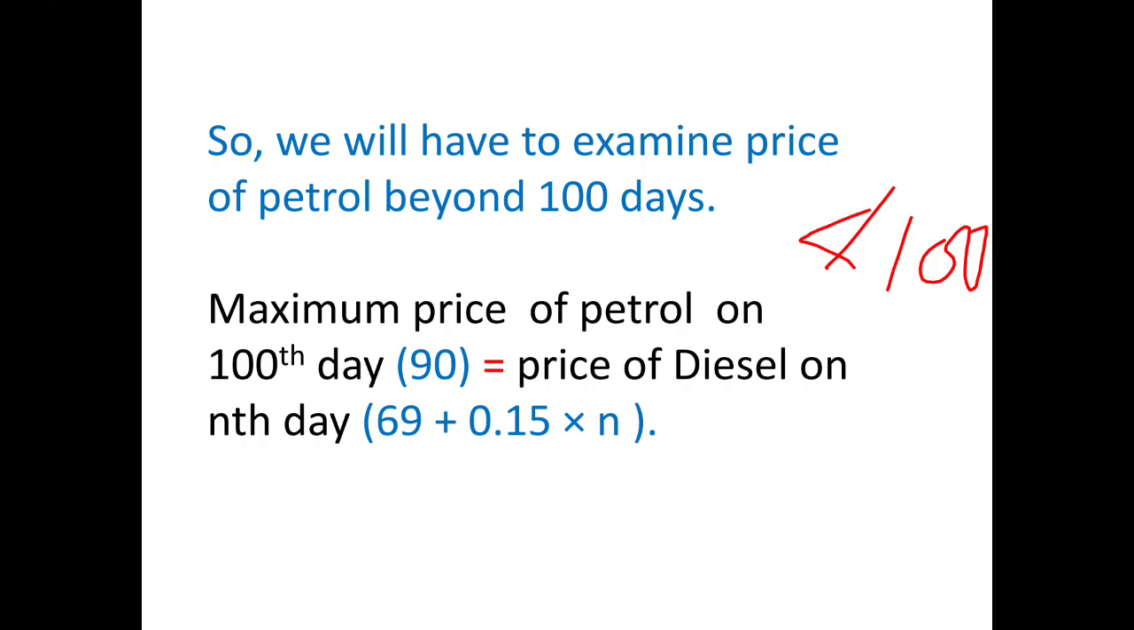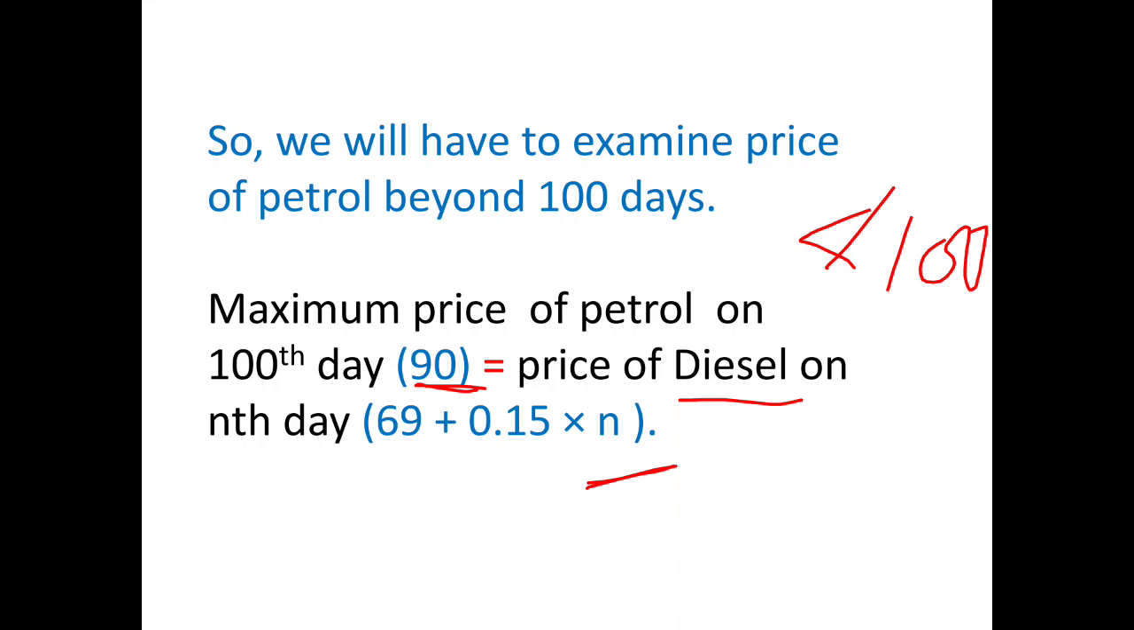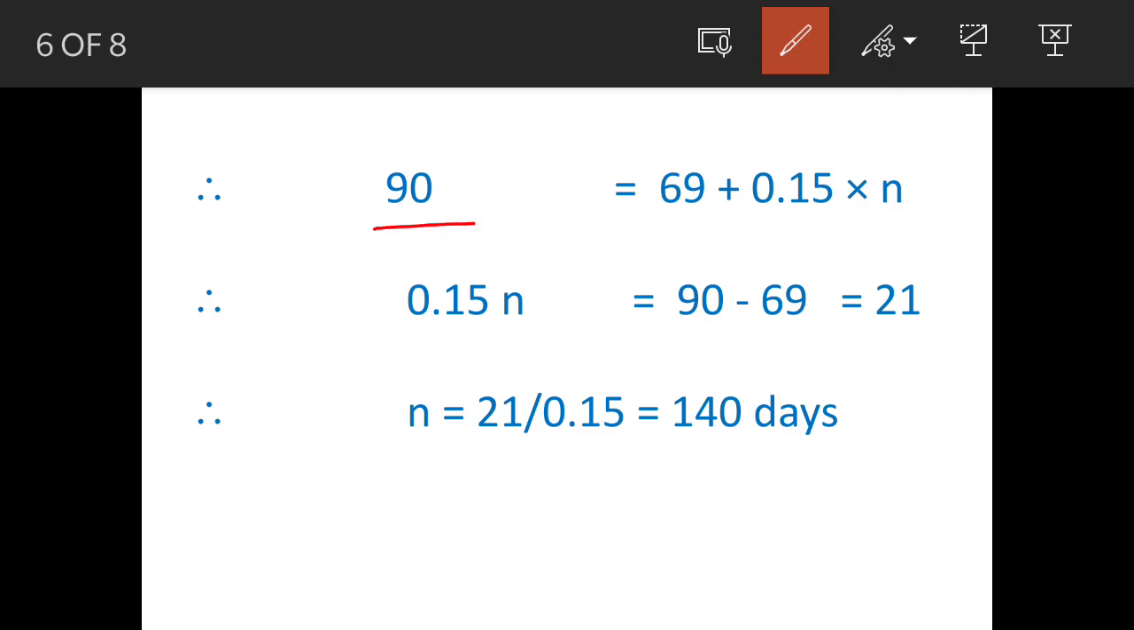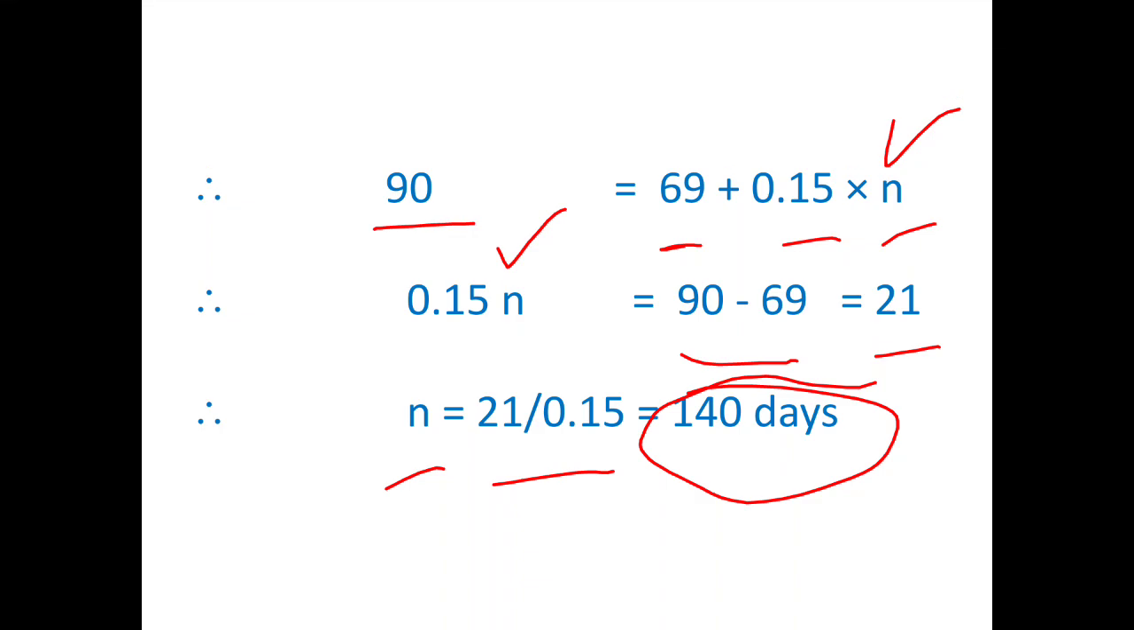Now we know that beyond 100 days the petrol price stays at its maximum, which was reached on the 100th day, that is 90. So we can equate this maximum price with the price of diesel on the nth day. Now we don't know what the nth day is, so we have to find it out. It's an equation. 90 is equal to 69 plus 0.15 n. So 0.15 n will be 90 minus 69, which is 21, and n will be 21 divided by 0.15, which is 140 days. So that means after 140 days both prices are going to be the same. I have explained the importance of 100 days, how we have gone beyond 100 days, and why we have not considered fewer than 100 days.